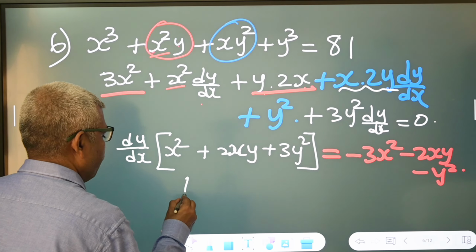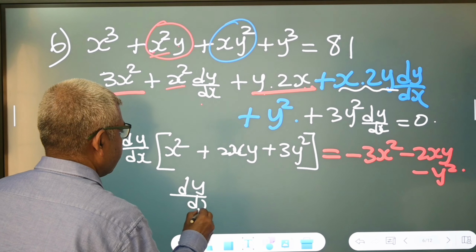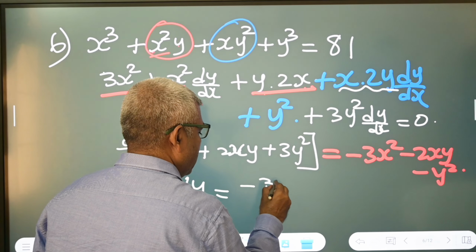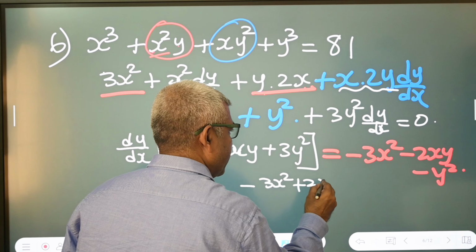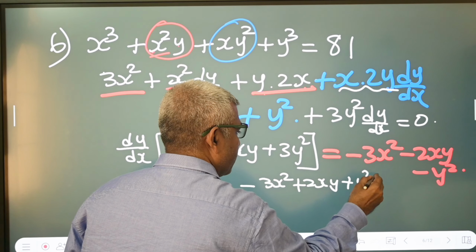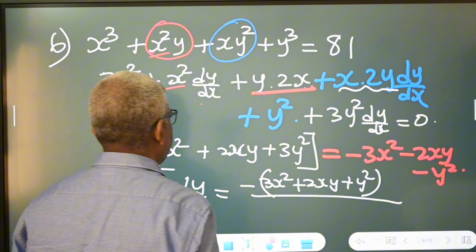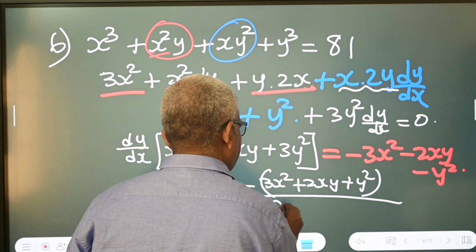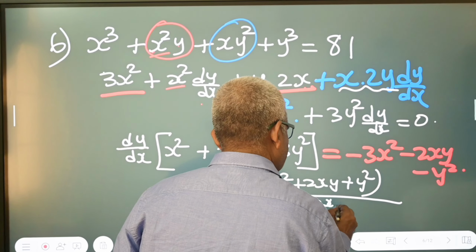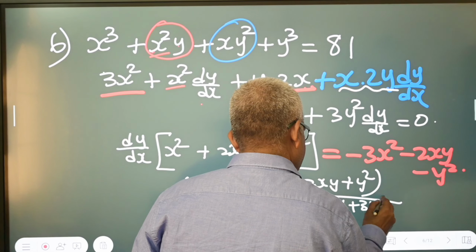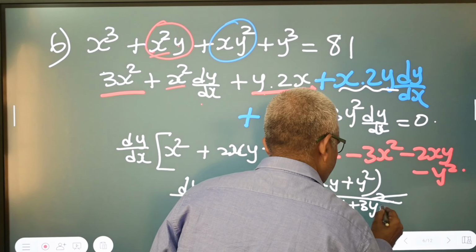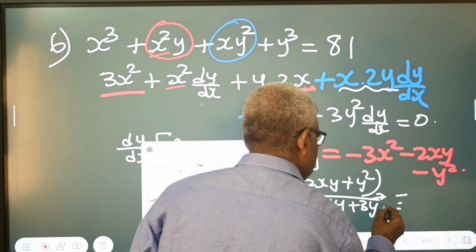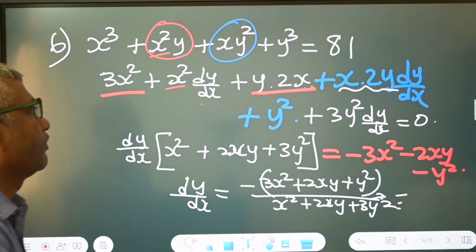Okay, then the final answer: dy by dx is equal to minus, I take out, 3x squared plus 2xy plus y squared divided by x squared plus 2xy plus 3y squared. Okay, copy down.